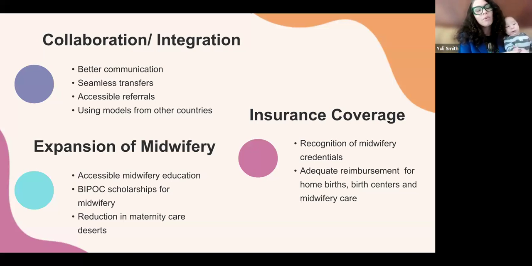And we can also model off of other countries. There's plenty of other countries that have a well-integrated model of care that incorporates midwives. We can look to Ontario in Canada. We could look to New Zealand. We could look to the UK. These models exist and their outcomes are much, much better than ours.